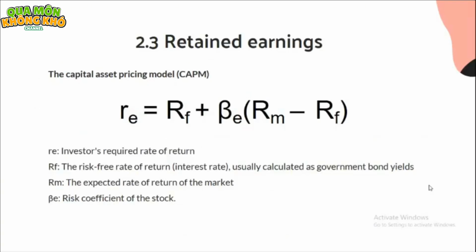And in the retained earnings, we have the capital asset pricing model, and the formula is RE equal RF plus beta times RM minus RF, with RE is the investor required rate of return, RF is the risk-free rate, RM is the expected rate of return of the market, and beta is the risk coefficient of the stock.